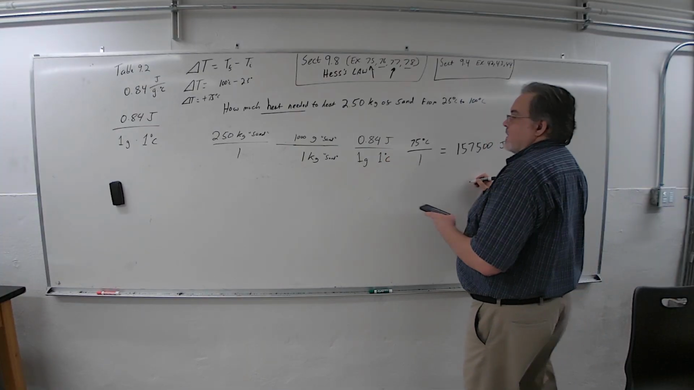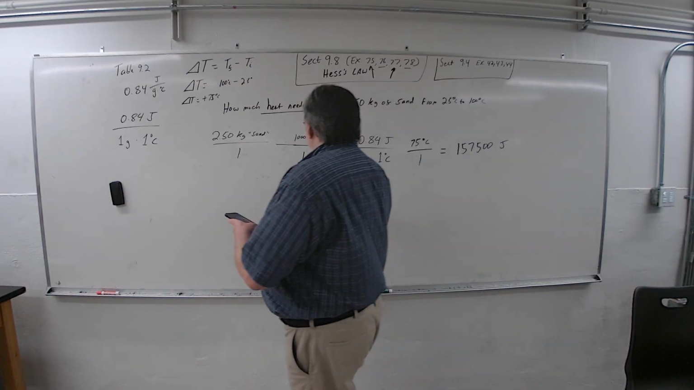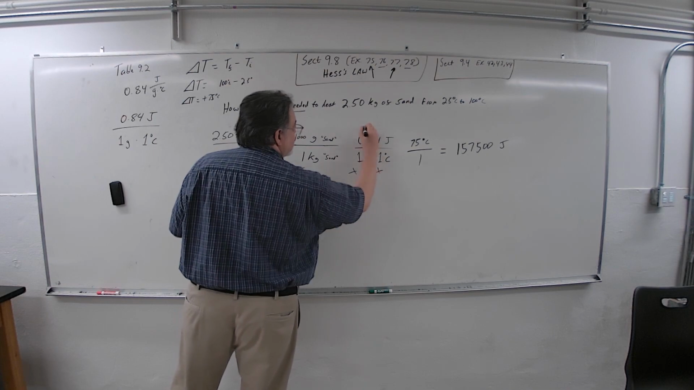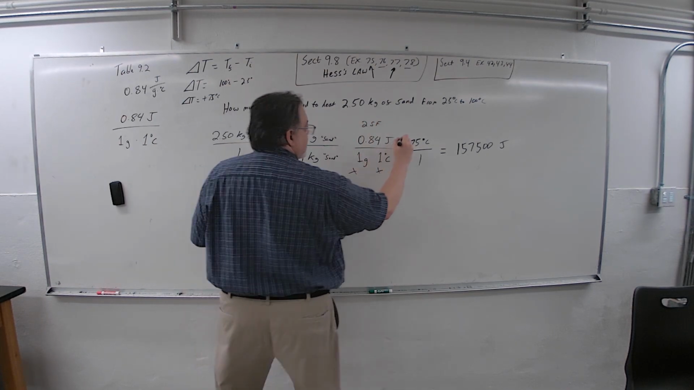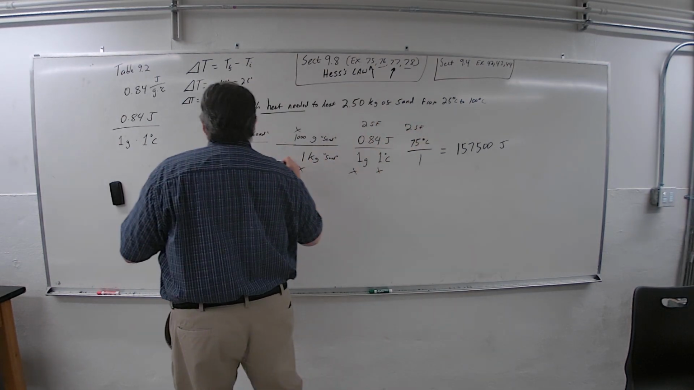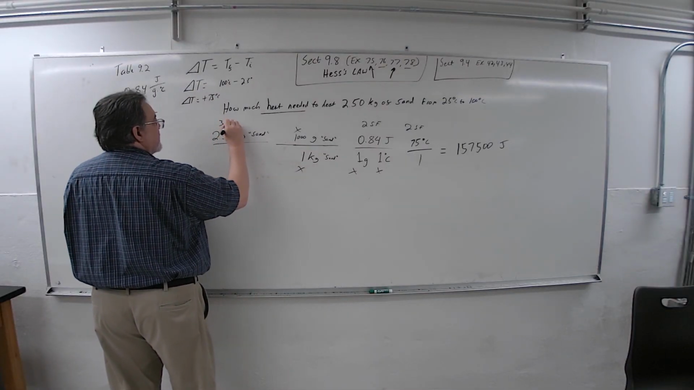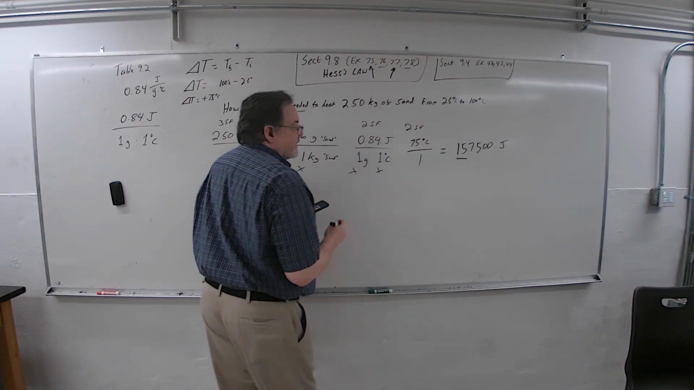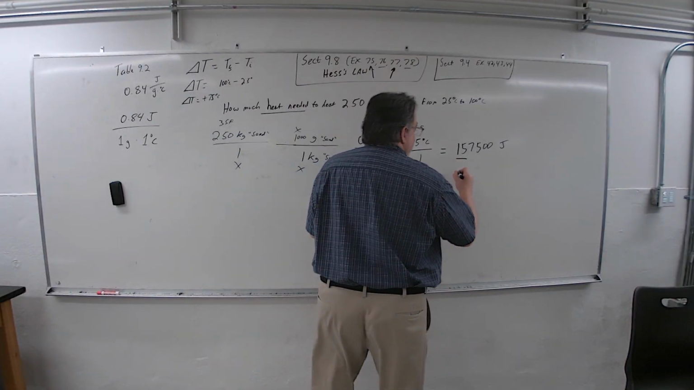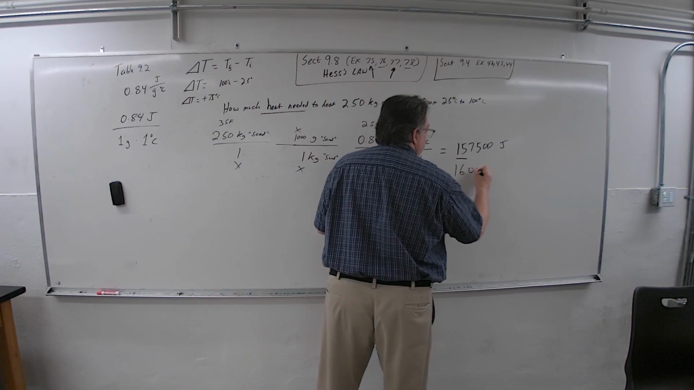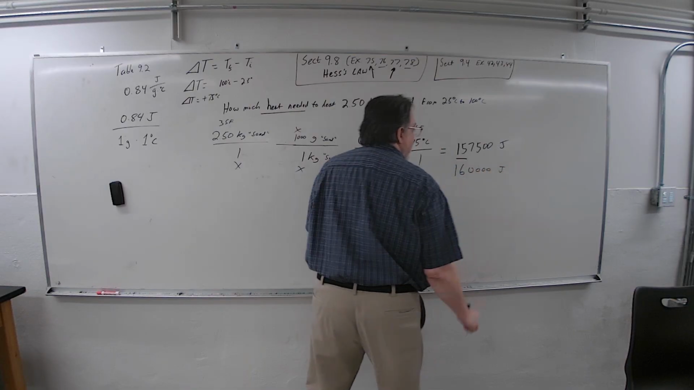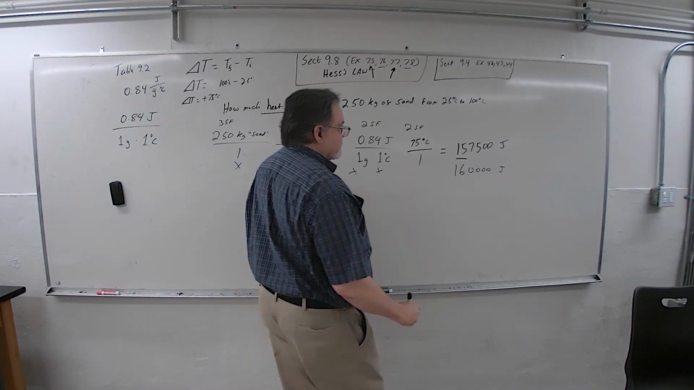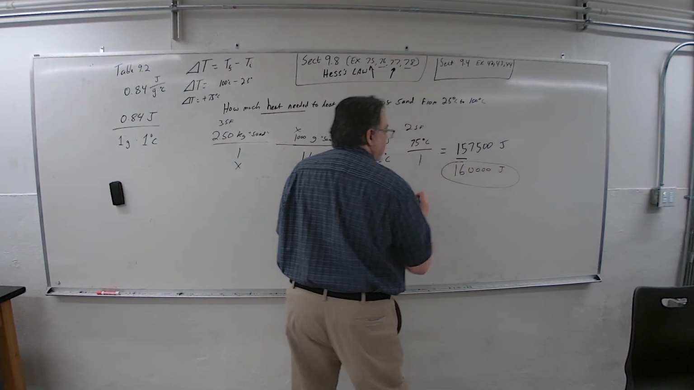What do we have? That's exact, that's exact, that's exact, exact, exact. 2 significant figures there, 2 significant figures there, 3 significant figures there. So we need to end in 2 significant figures. The 7 rounds to 5. So 160,000 joules, or you could put 160 kilojoules. So that's the correct answer.